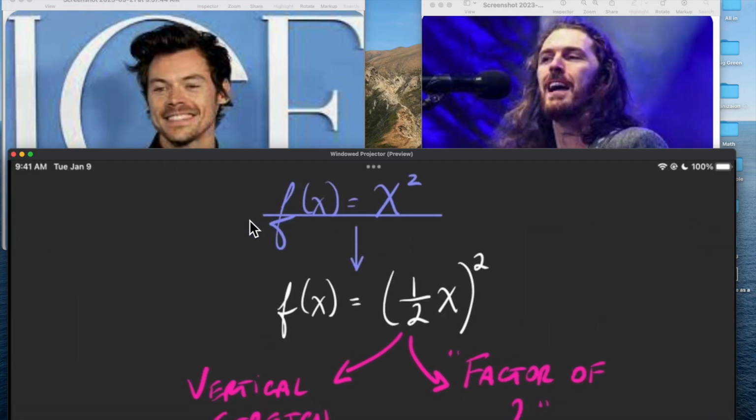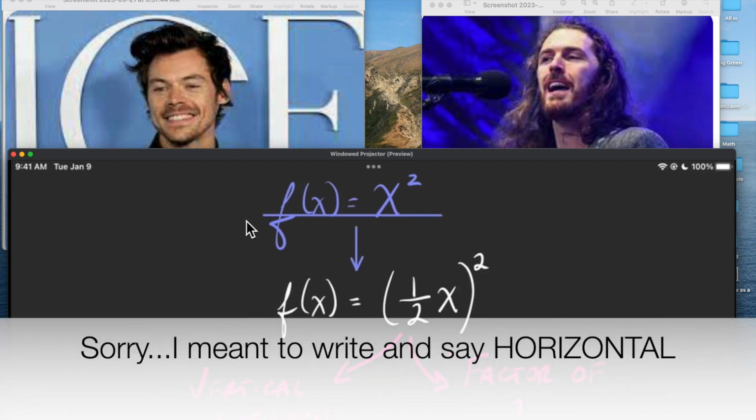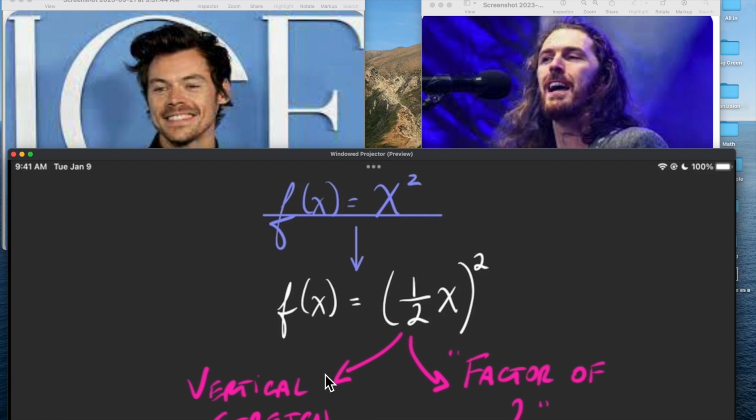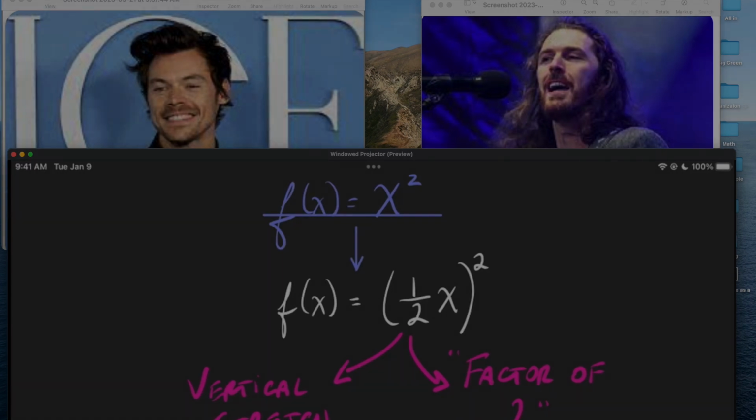And that is, why is it when you're doing transformations of functions, like the one shown here, if this is a vertical stretch, why is that a factor of 2? Look at this. It says 1/2 here. Where do they get factor of 2 from? That's what we're going to talk about in this video.